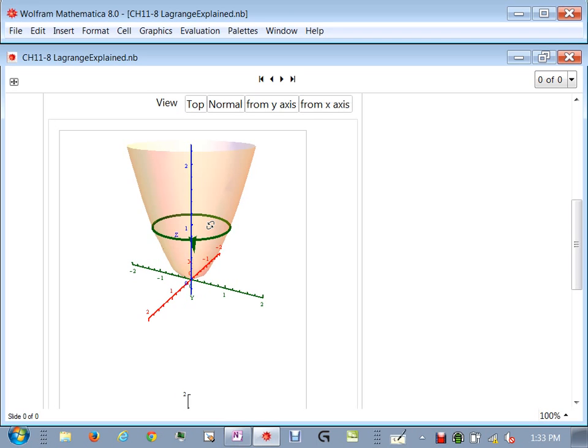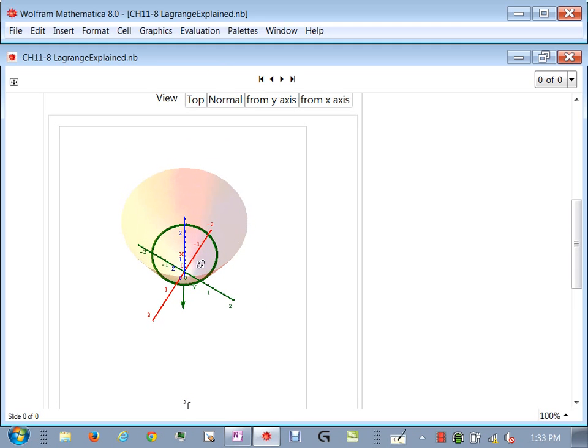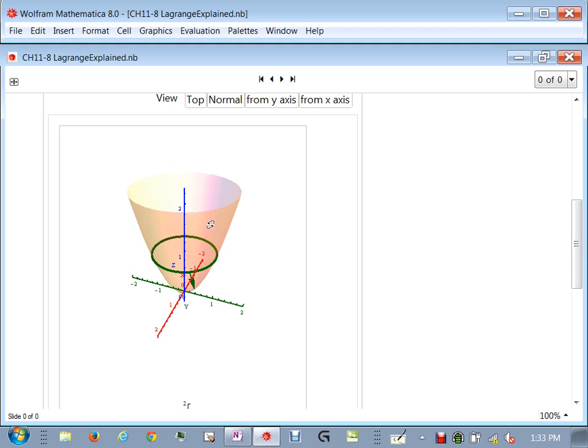Gradient's always perpendicular to your tangent. So if I look at this, see my gradient there? See how it looks like it's perpendicular to that curve? Yes? Okay, so that's my gradient of G.